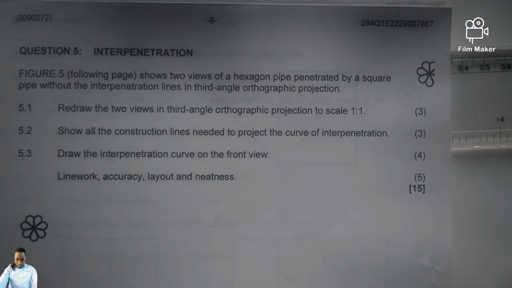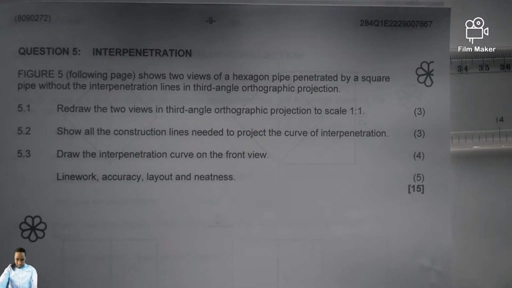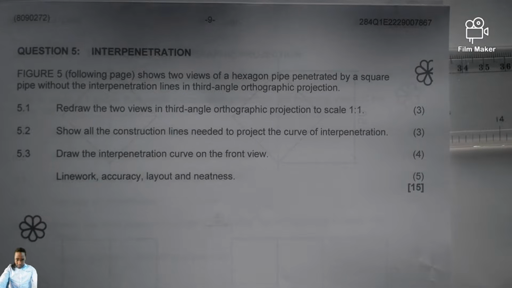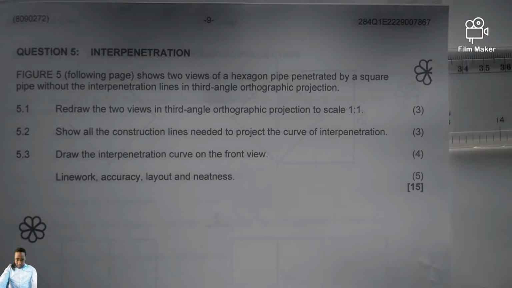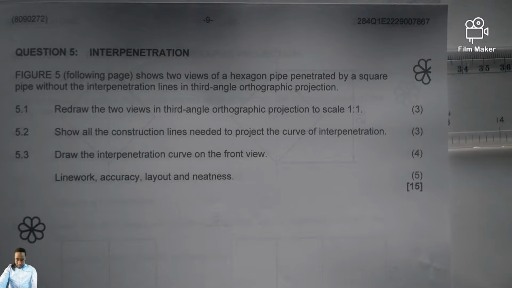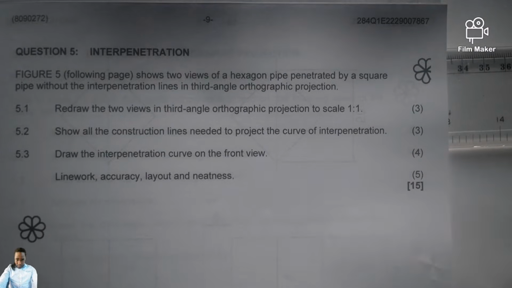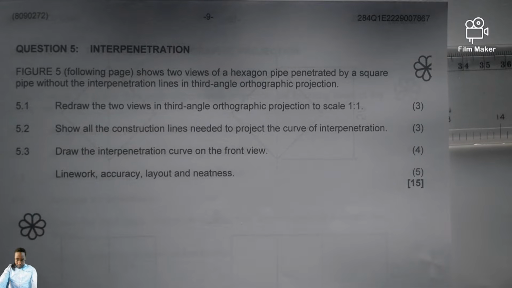Figure 5 following page shows two views of a hexagonal pipe penetrated by a square pipe without an interpenetration line in third angle orthographic projection. Right, so then 5.1, redraw the two views in third angle orthographic projection.